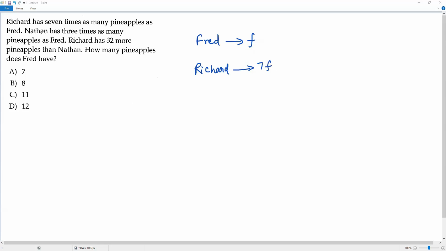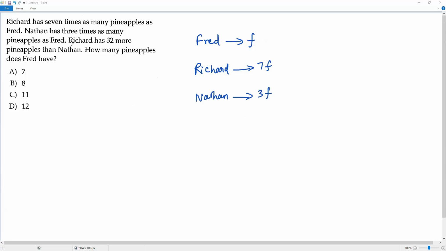Okay, now let me go over the second information. Nathan has 3 times as many pineapples as Fred. So Nathan has 3 times of what Fred has. Already we know that Fred has F number of pineapples, then 3 times of F is just 3F.